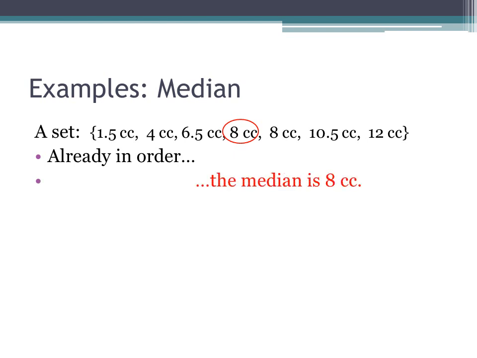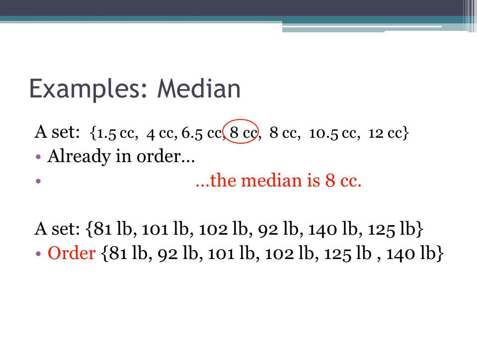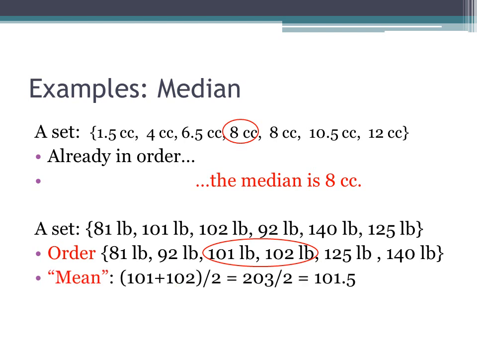Let's take a look at another data set. We have 81 pounds, 101, 102, 92, 140, and 125 pounds. As you can see, this data set is not in order. The first thing to do is to put it in order. Next, we notice that we have 6 values. So this is an even number of data points. We find the two middle values, then find the mean or the average of those two values. We get this by simply adding the values and dividing the sum by 2. So the median in this case is 101.5.